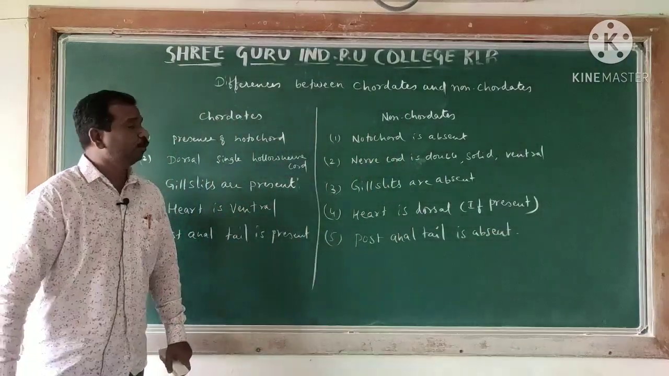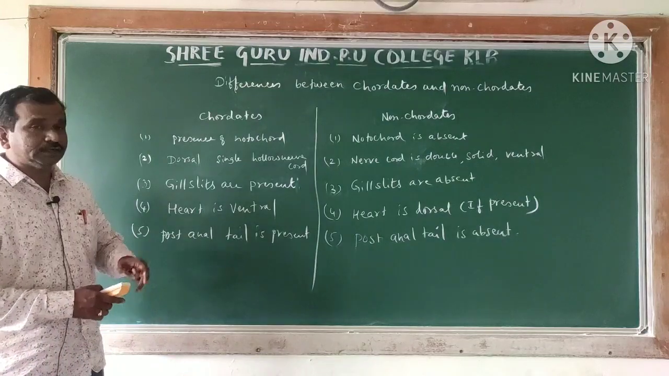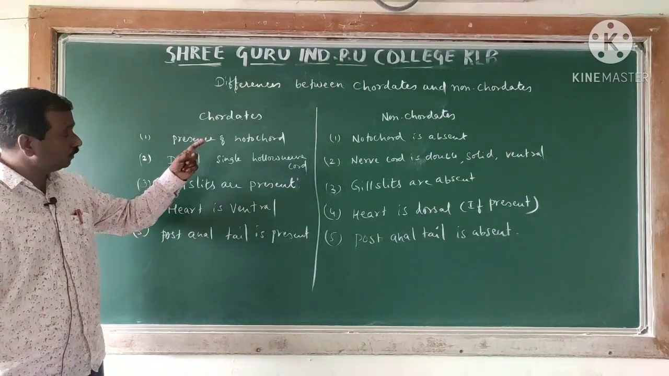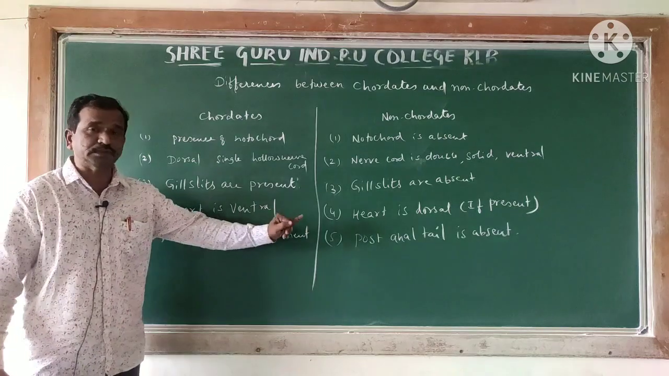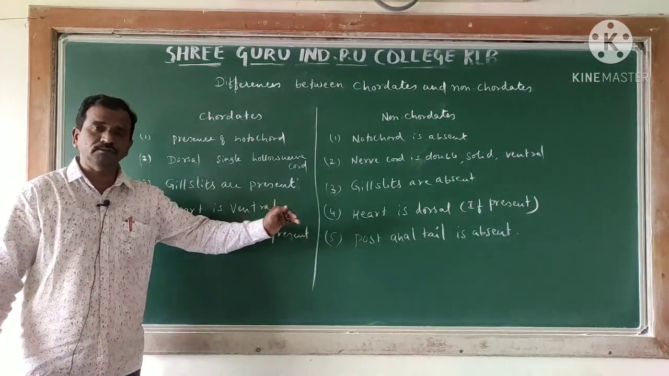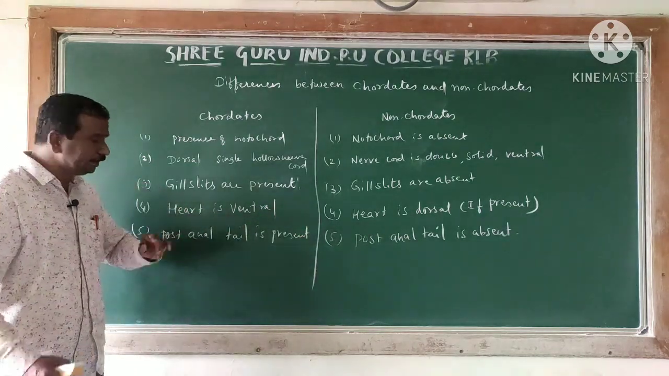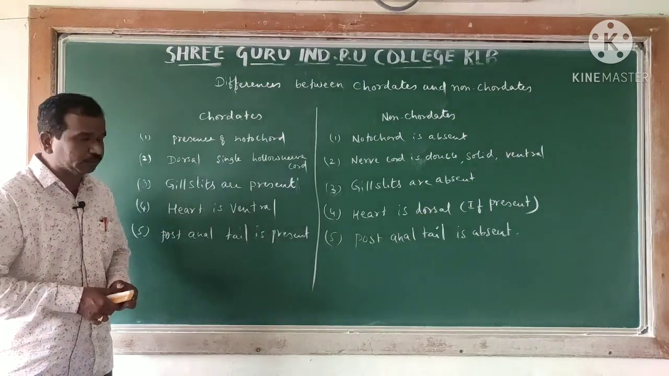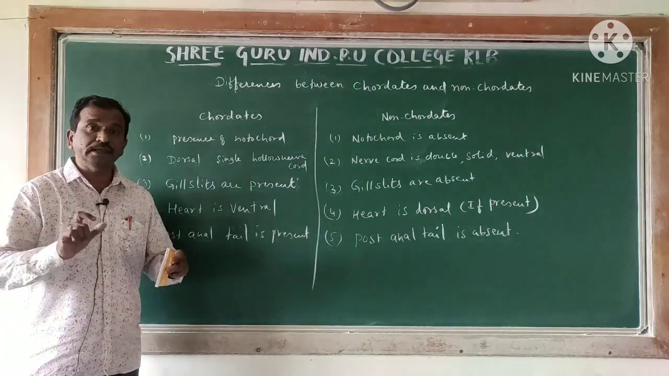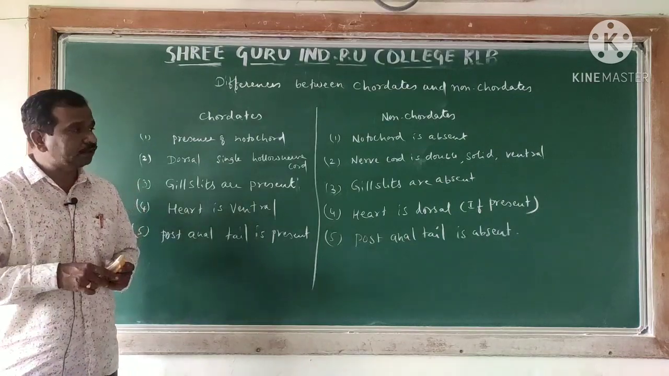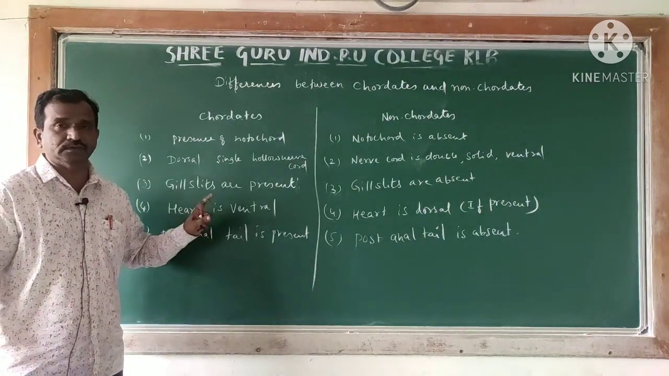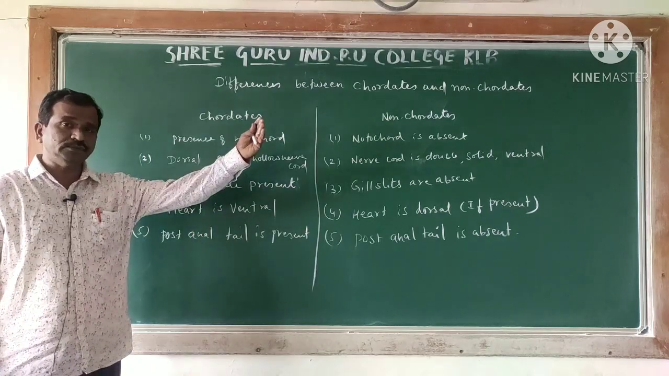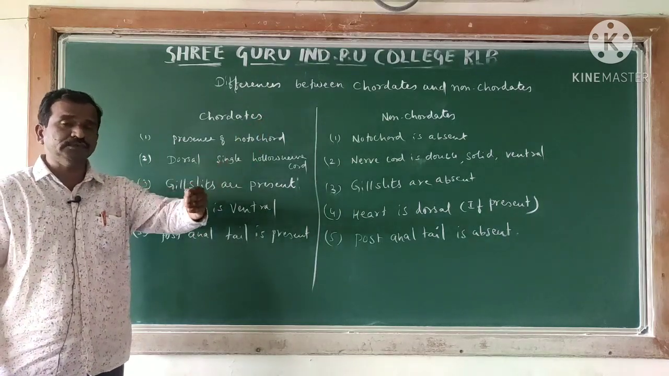So now, post anal tail is present, post anal tail is absent. In this, what we are observing is that the post anal tail is present. What do you mean by this? You know about the anus, the last part where the fecal matter is going to be found. Post anal tail is present. You go through the mammals, you can see that the tail is present.